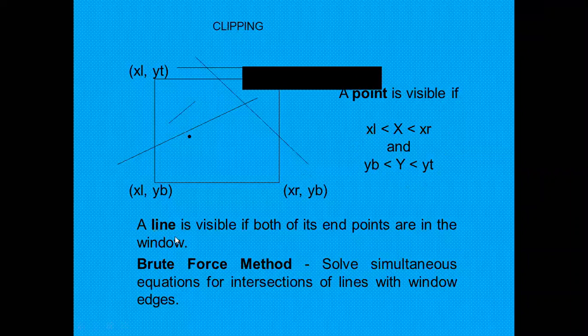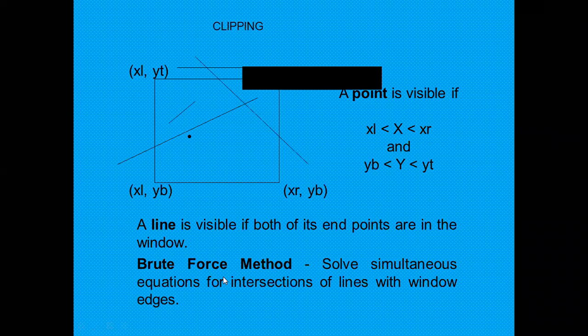Now you can see here a line is visible if both of its end points are in the window. So if both the end points lie inside the window, we can say it is a visible line. Now this first method is called the brute force method. So why do we use the brute force method? Because it solves the simultaneous equations for intersections of lines with window edges.